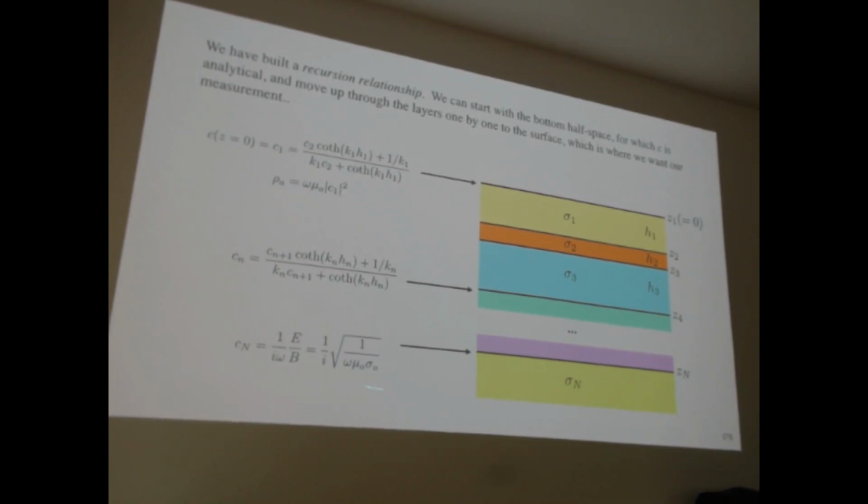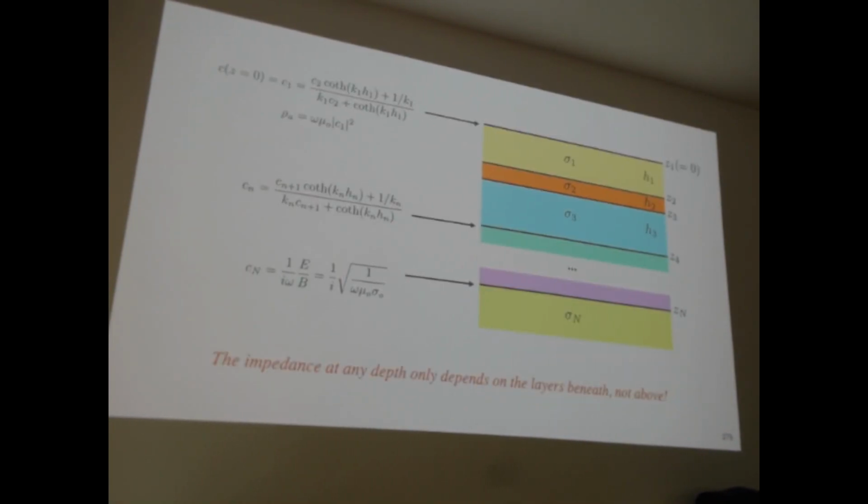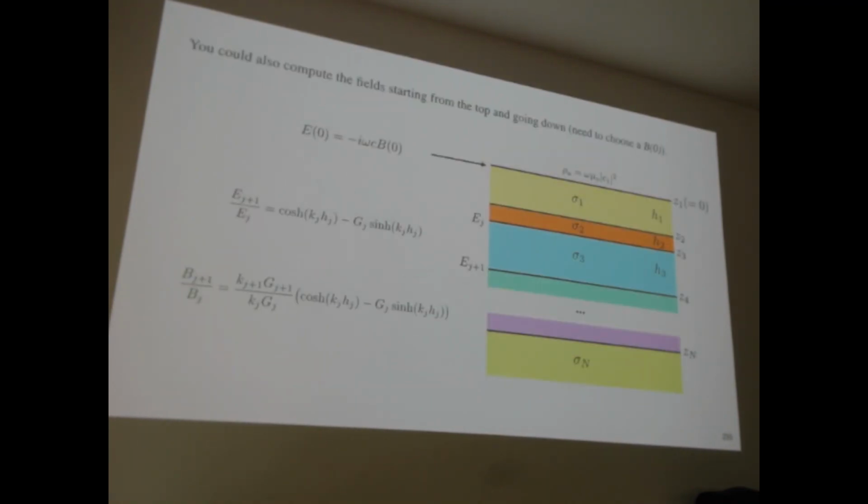What you do is write a little computer code that loops over every layer, computing the impedance based on the impedance provided. And that's how everybody does it. So that's your formula. That gives you the impedance directly. If you actually want the fields, you can calculate them by choosing a magnetic field at the surface, and then you can solve the electric and magnetic fields at every layer.